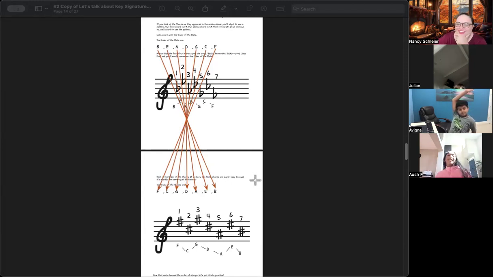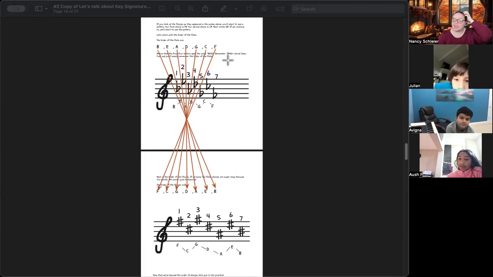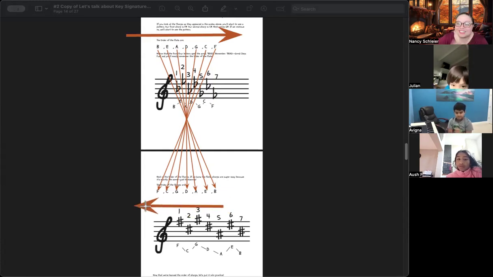Very good. Arya, what do you got to say? So, is the B, E, A, D, G, C, F the start of it and then the end of it is repeating? It's an F, C, G, D, A, E, B? So kind of. It does seem like it's repeating, but if you look, this one is going this way, and this one is going this way. So they're exactly backwards from each other. Isn't that crazy? It's kind of wild, isn't it?